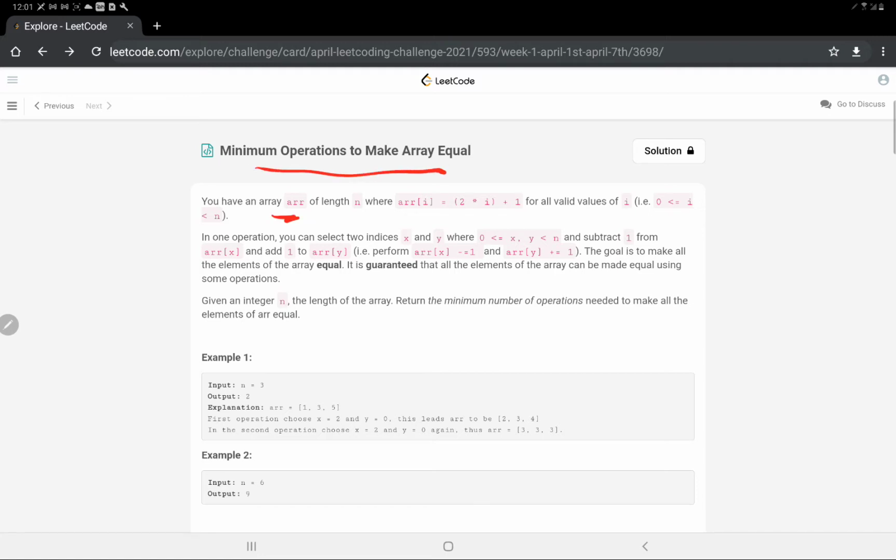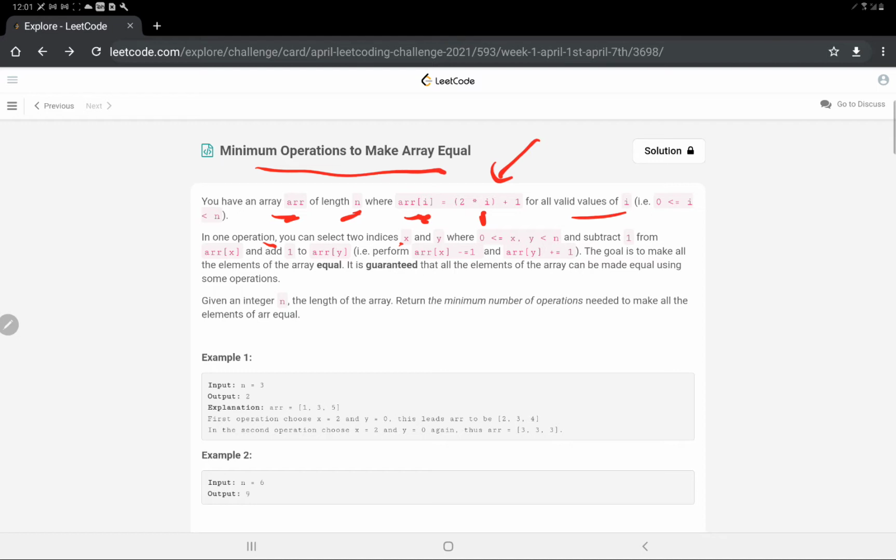So given an array of length n where every element is calculated by this formula, where i is the index of the number, for all valid i, because i ranges from 0 to less than n. In one operation we can select two indices x and y, both greater than or equal to 0 and less than n, so they lie between this range, and we can subtract 1 from x and add 1 to y.